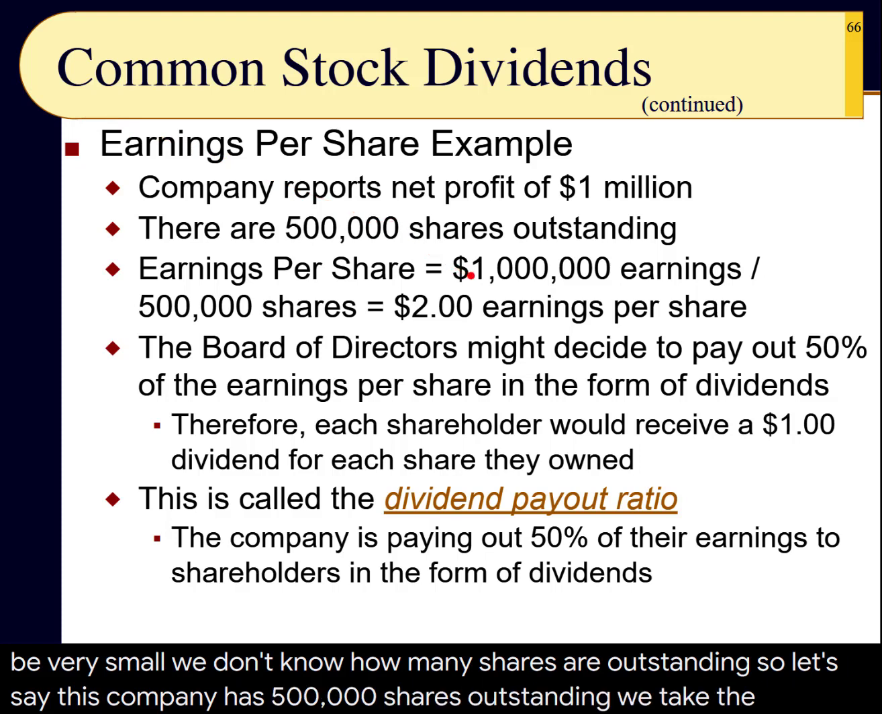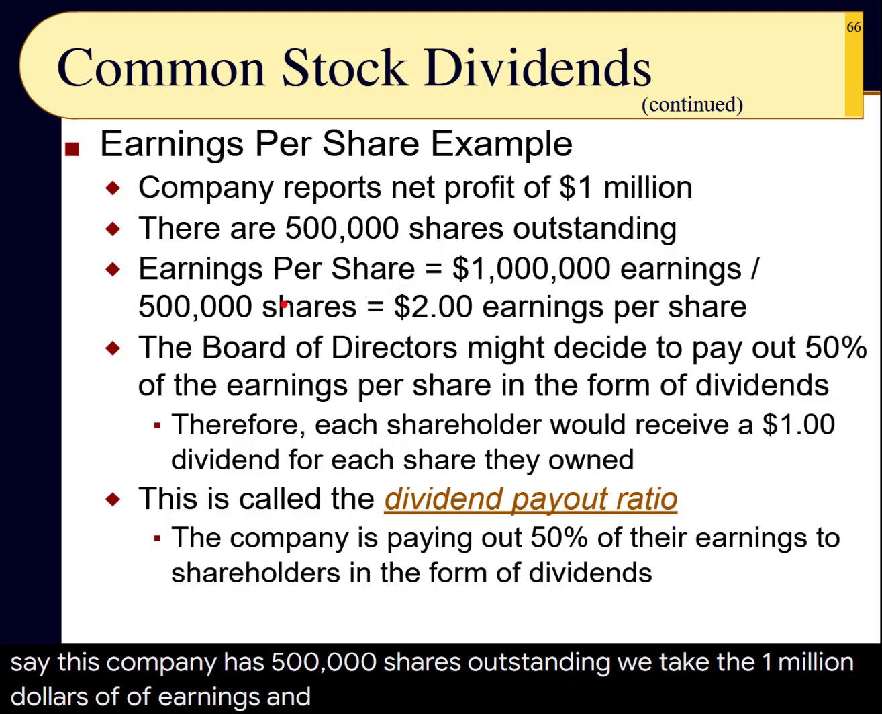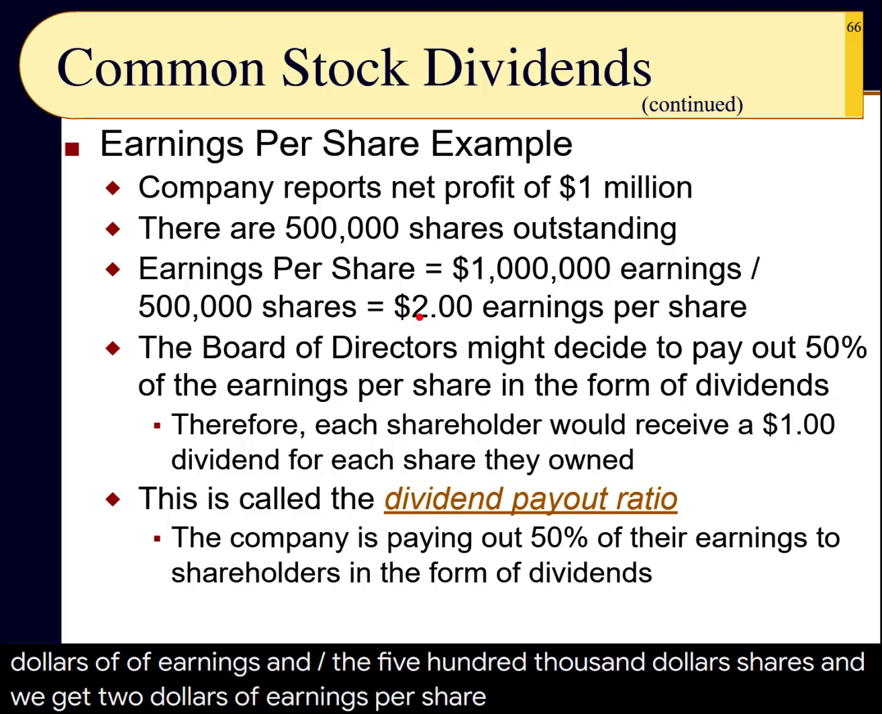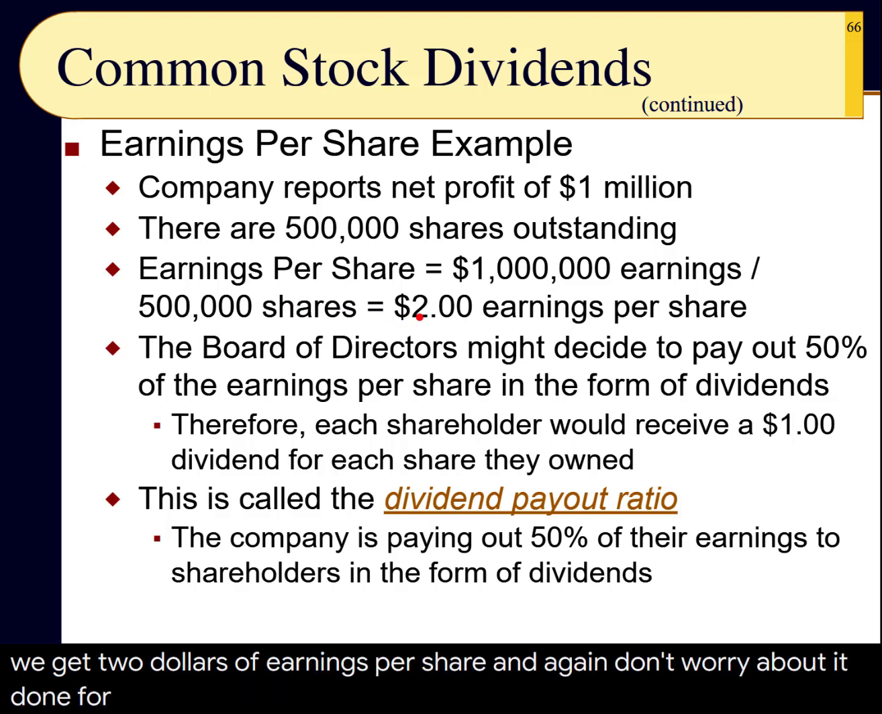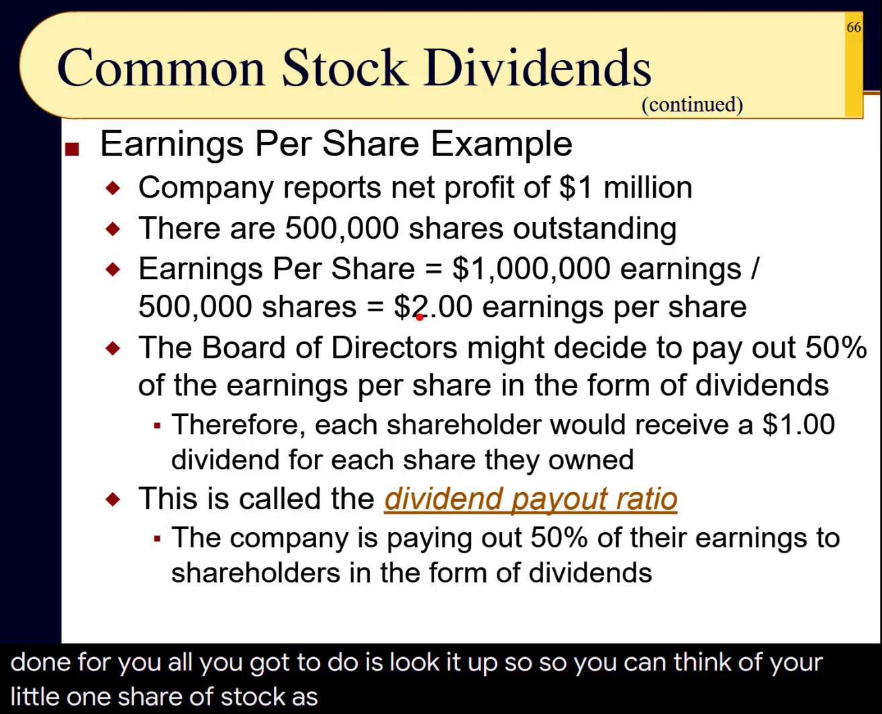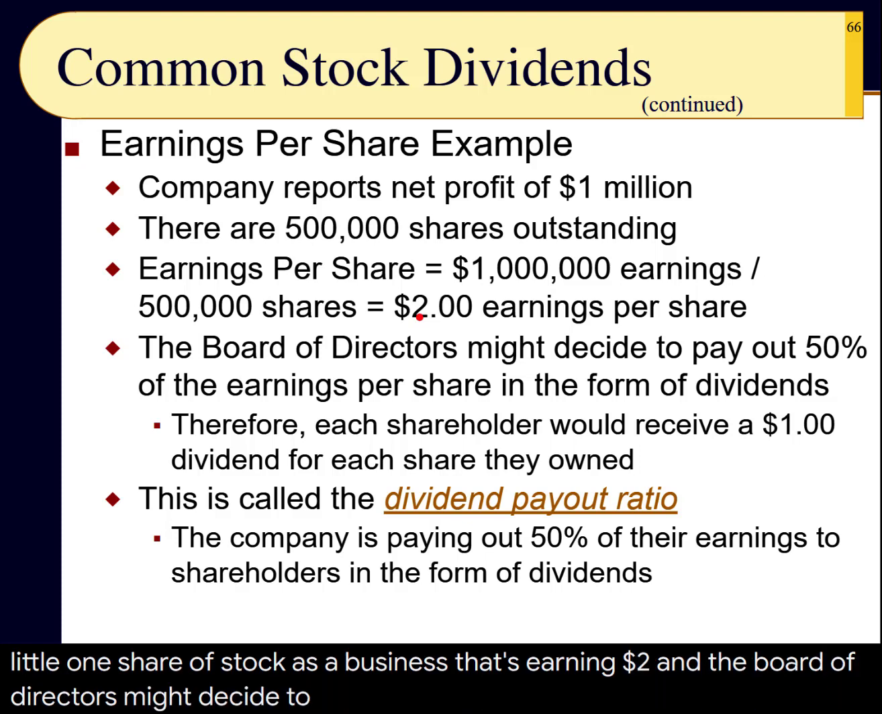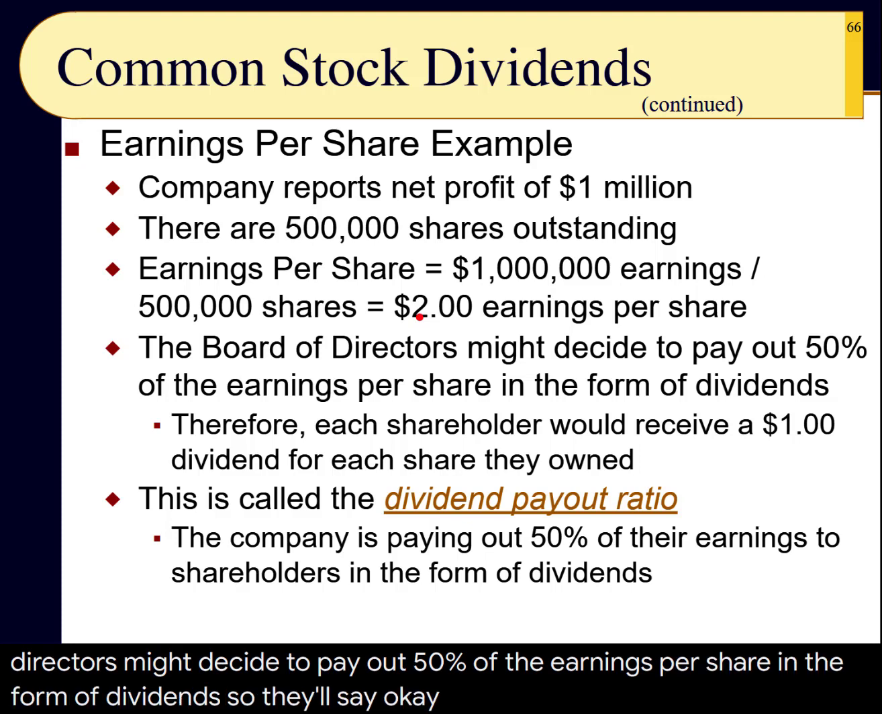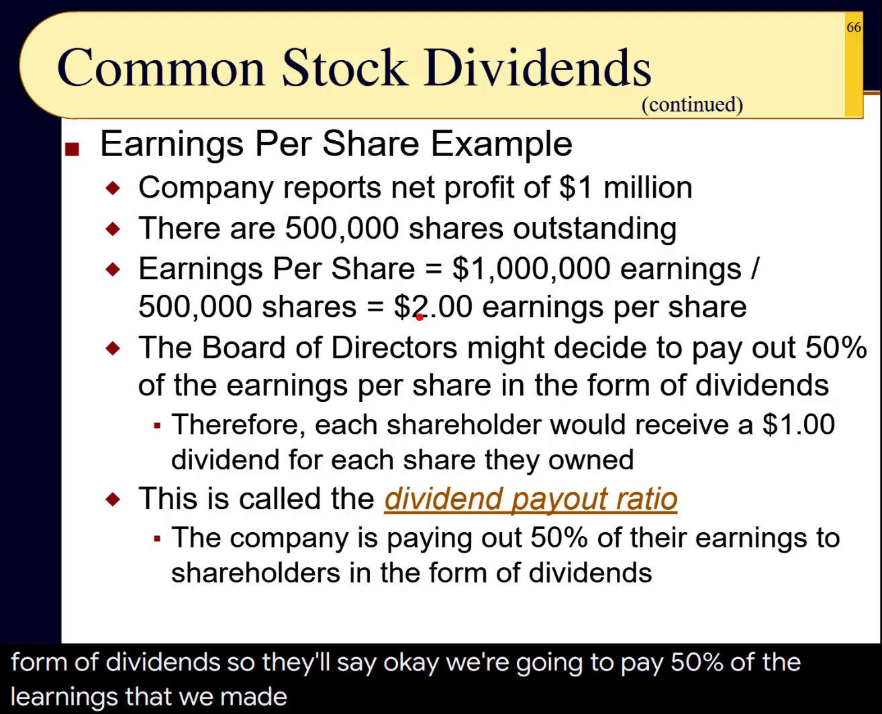We take the $1 million of earnings and divide it by the 500,000 shares, and we get $2 of earnings per share. And again, don't worry about it. It's done for you. All you got to do is look it up. So you could think of your little one share of stock as a business that's earning $2. And the board of directors might decide to pay out 50% of the earnings per share in the form of dividends. So they'll say, okay, we're going to pay 50% of the earnings that we made. So therefore, every shareholder would receive a $1 dividend for each share they owned.